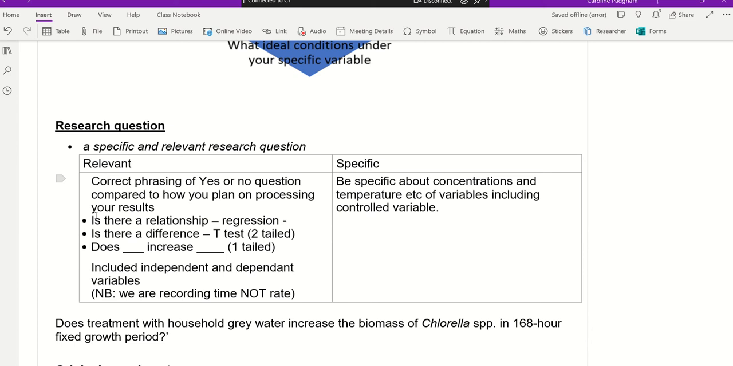I've given you some starters. Is there a relationship? Is there a difference? Does this increase this? Okay, and I've also told you what type of data analysis you're going to do. Are you going to do a regression and compare an R-squared value? Or are you going to do t-tests? Okay, one-tailed t-tests if you know what's going to happen. However, because it decreases and increases the rate we're expecting, increases and decreases the rate, decreases, increases the time. Remember, rate and time are inverse.